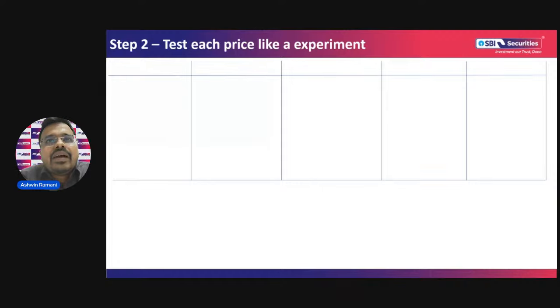If you understand this concept, then you will understand how the pre-open is determined. But before directly jumping into that, if we understand with the help of an example, it will be clear.